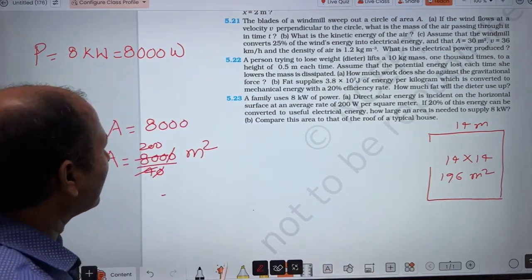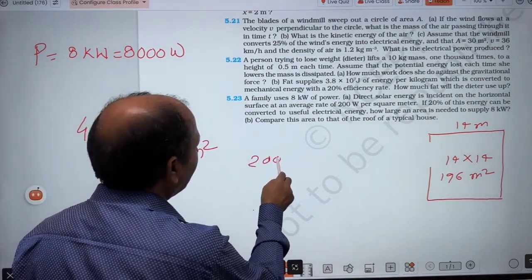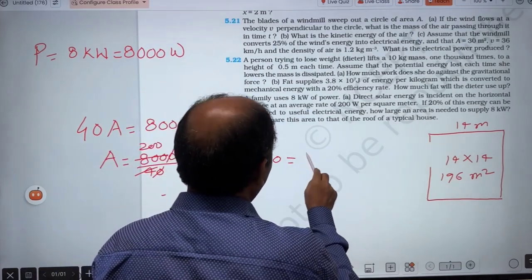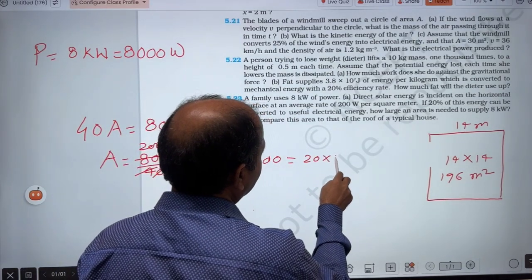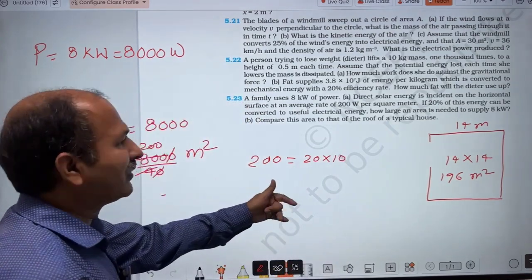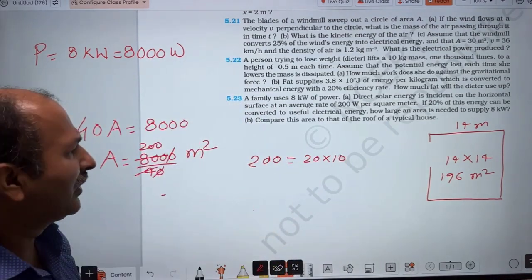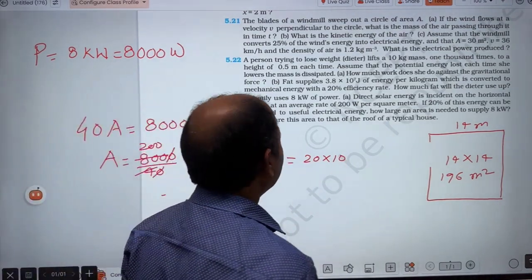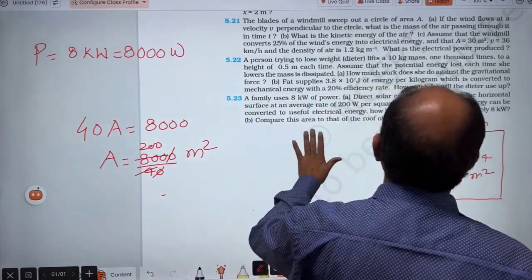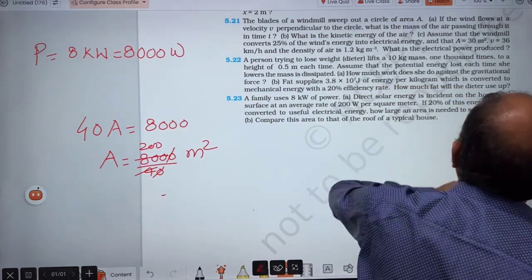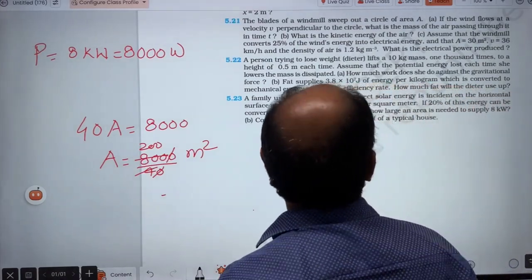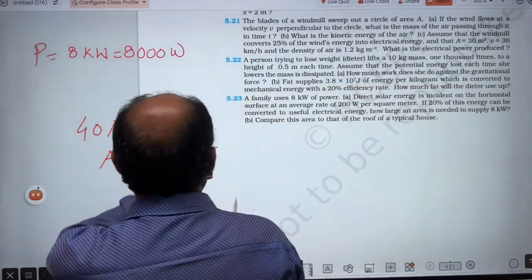So 200 can be written as, suppose, 20 into 10, 20 meter length, 10 meter width, it is possible. Other possibilities are also there. So I think you have understood, although this comparison is not to be made, only your purpose is to calculate the area.